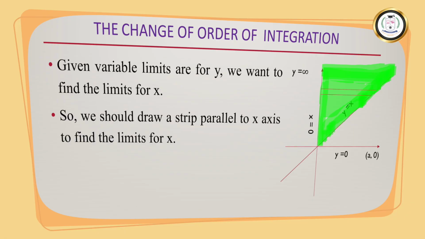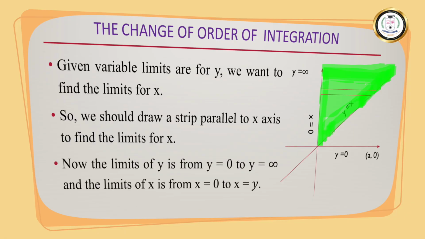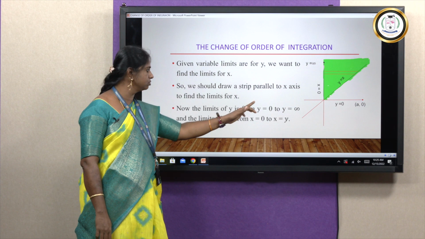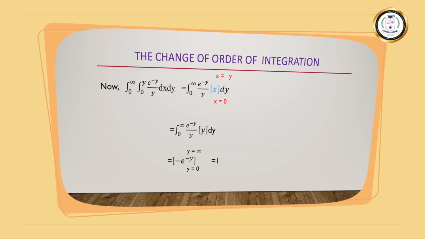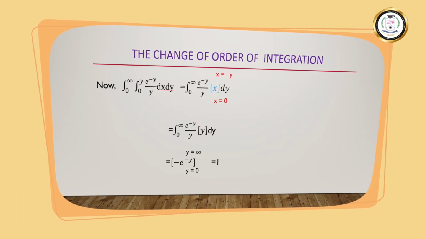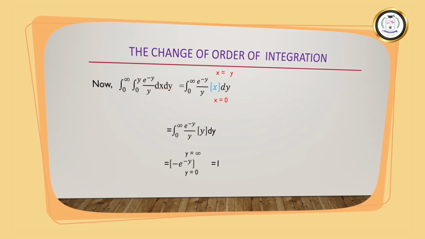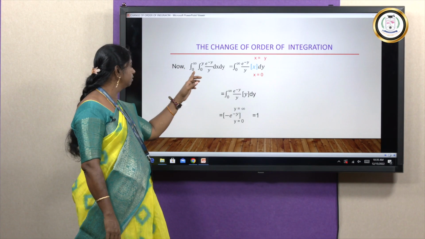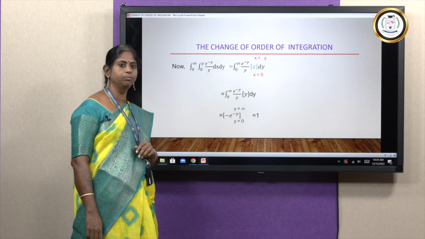And what about the limit of y? The limit of y is from the origin, and it goes till infinity. So we have to take the limit of y from 0 to infinity. We will integrate that double integral, integral 0 to infinity, 0 to y, e power minus y by y dx dy, and here the variable is x.